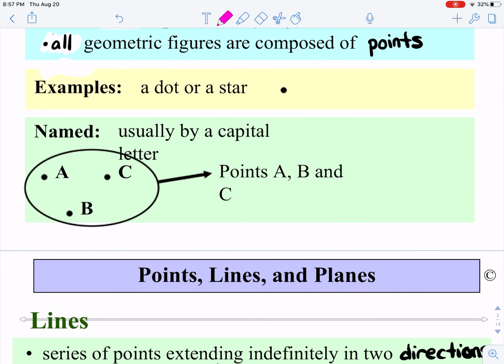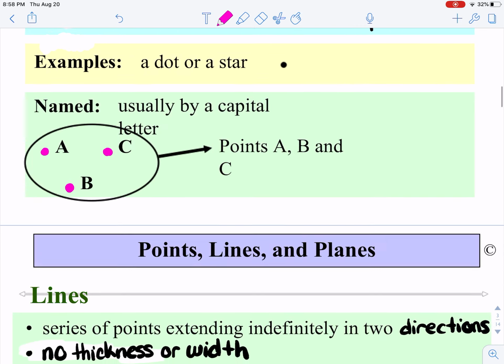Now, how you name a point. When it's drawn in a picture, sometimes it will have the actual physical dot, like this A, this B, and this C. Sometimes it won't have that in the picture. It's just assumed that it's there. But a point is always described by a capital letter, never a lowercase letter.